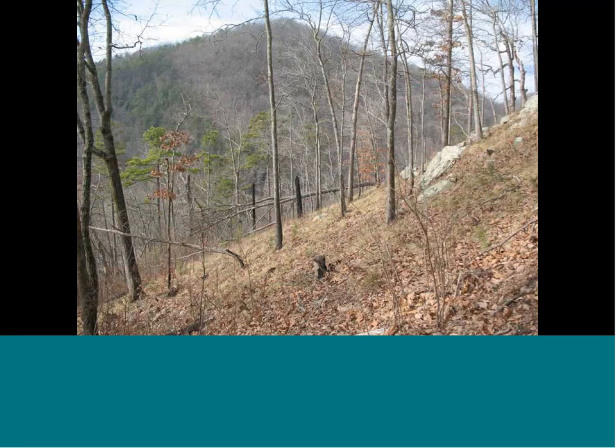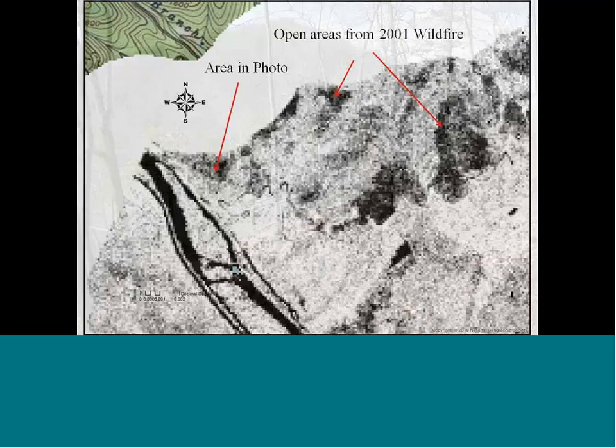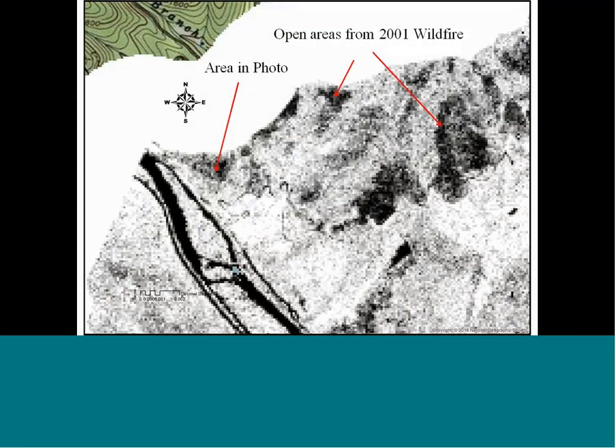Good question. So you can see this is a very open canopied site. It had a wildfire in 2001, and I believe it's had a subsequent prescribed fire as well. And so the area in the photo is pointed out there right on the Tennessee line. You can also see regeneration areas from the wildfire in canopy cover.